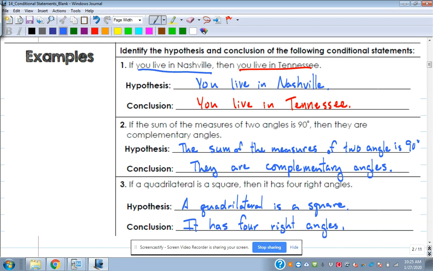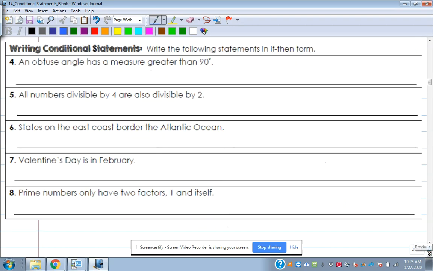Fairly boring. All right, so let's get into a little bit more interesting thing. It's still not incredibly difficult. We're going to take some statements and they're conditional statements as they are, but we're going to write them in if-then form, so it's a little bit clearer what the hypothesis and the conclusions are to these statements, okay?